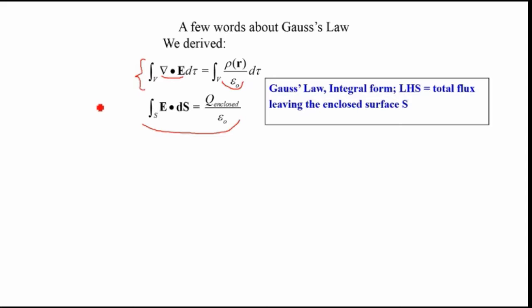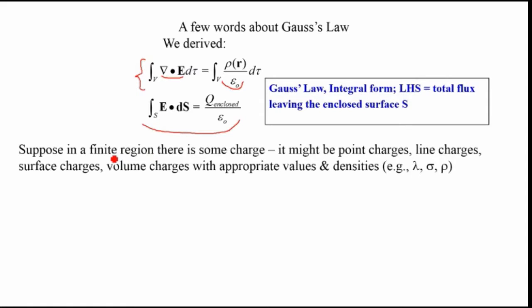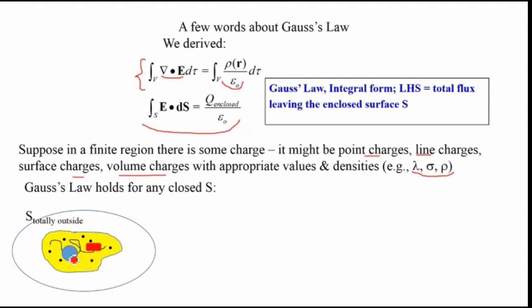Now, one thing that you have to realize is what this surface can be. Finite region, there's some charge there. It might be point charges, line charges, surface charges, volume charges, all with appropriate values and densities. So for the various distributions, you'd have lambda, sigma, or rho. Gauss's law holds for any closed surface. So in other words, the collection of charges, all different kinds. So the yellow might be a volume, these two may be surface, and then you have some line charges and then point charges.